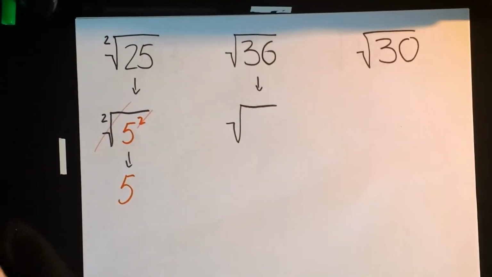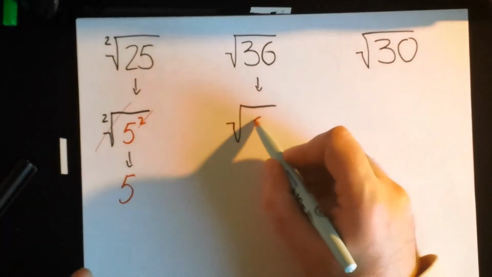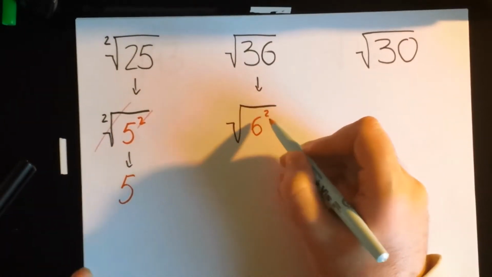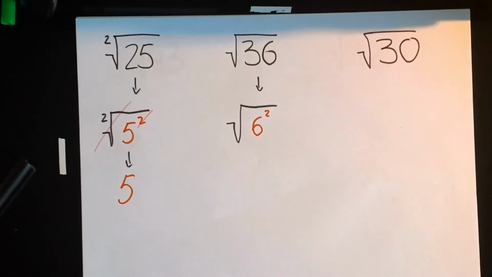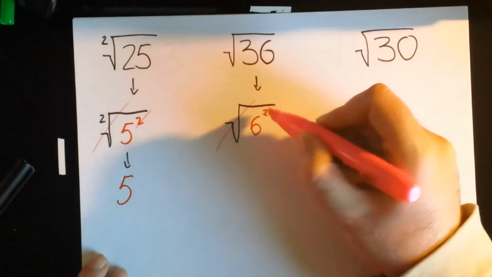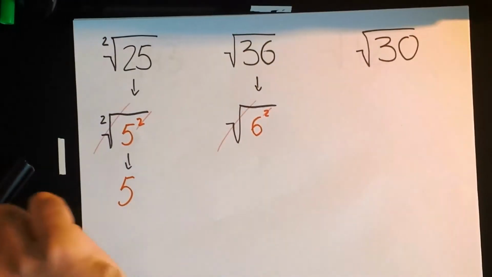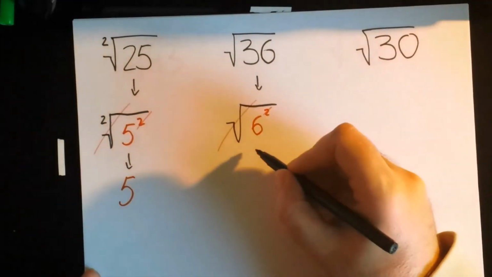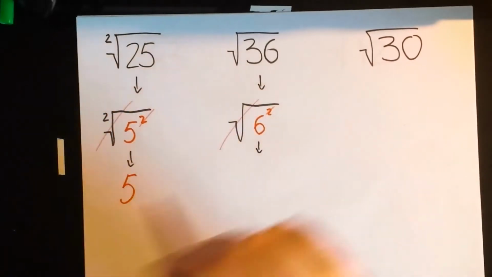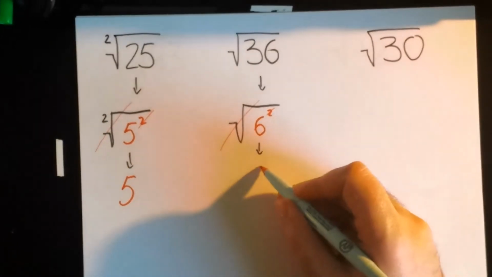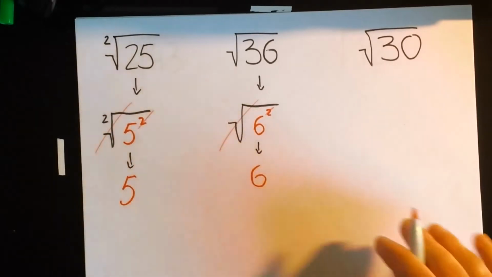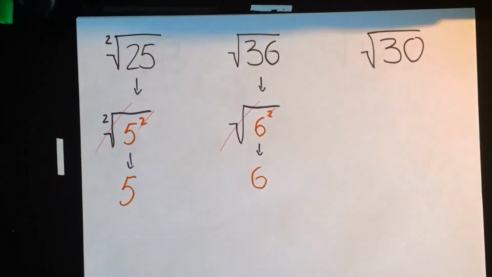So, of course, I can write down 6 to the second power. And then because this is a radical to the second power, radicals and exponents of the same power cancel each other out. Gone and gone. And I'm left with just the 6. Any questions on those first two, because they were kind of a bit of a review?